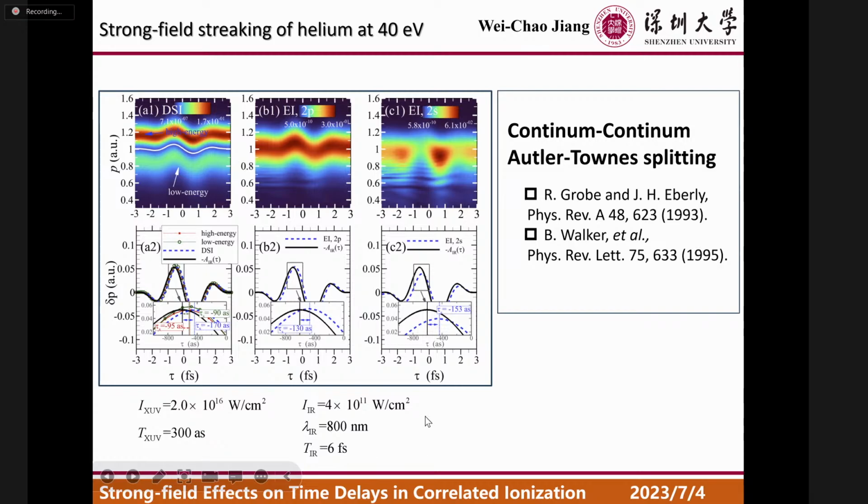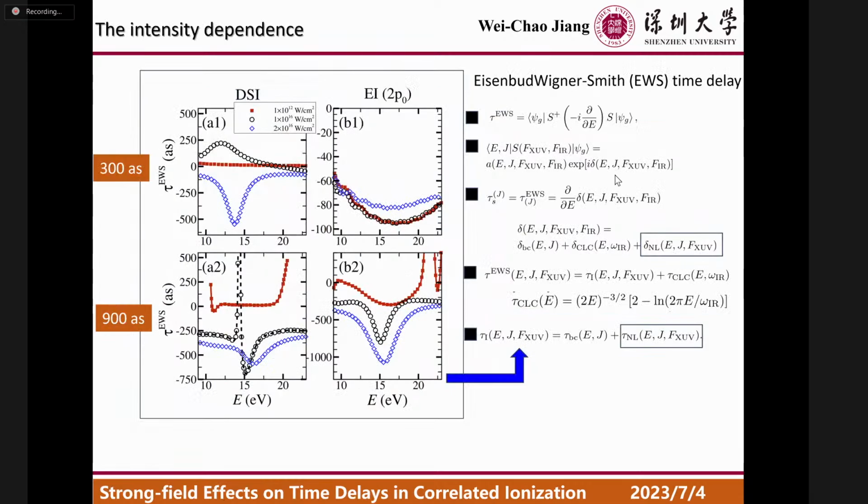The interesting thing is that after we increase the intensity of the active path, we found that the streaking time delay, both the streaking time delay of all channels, can be very, very large. The core problem is how to interpret, how to understand such a large streaking time delay.